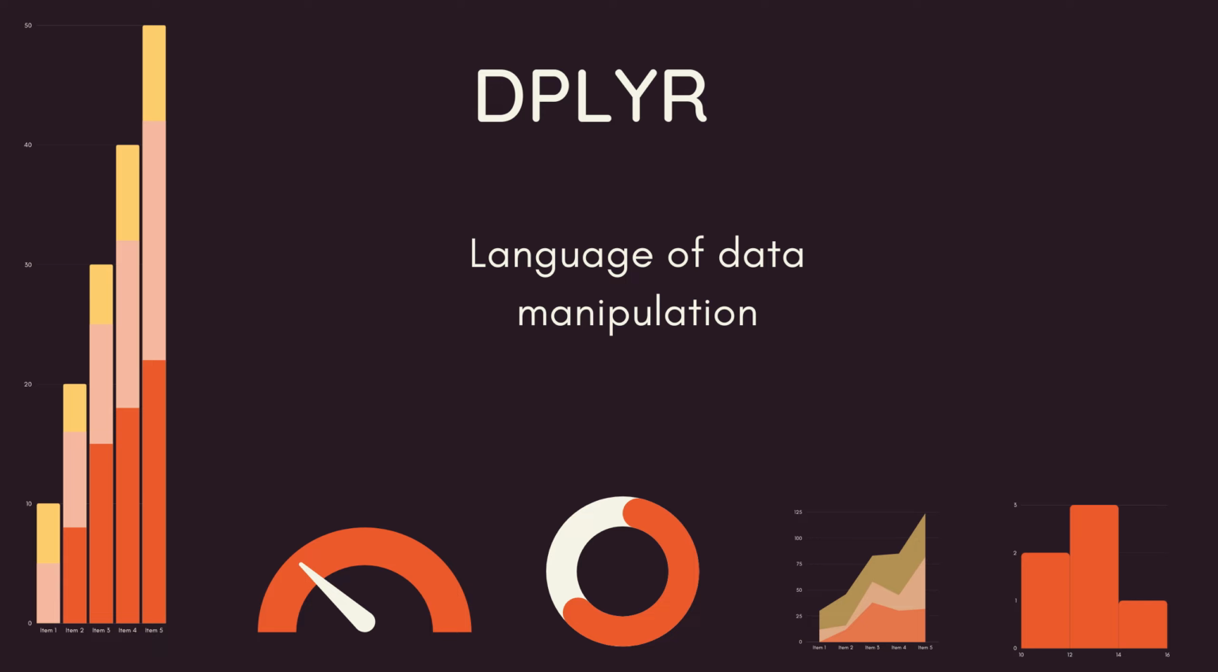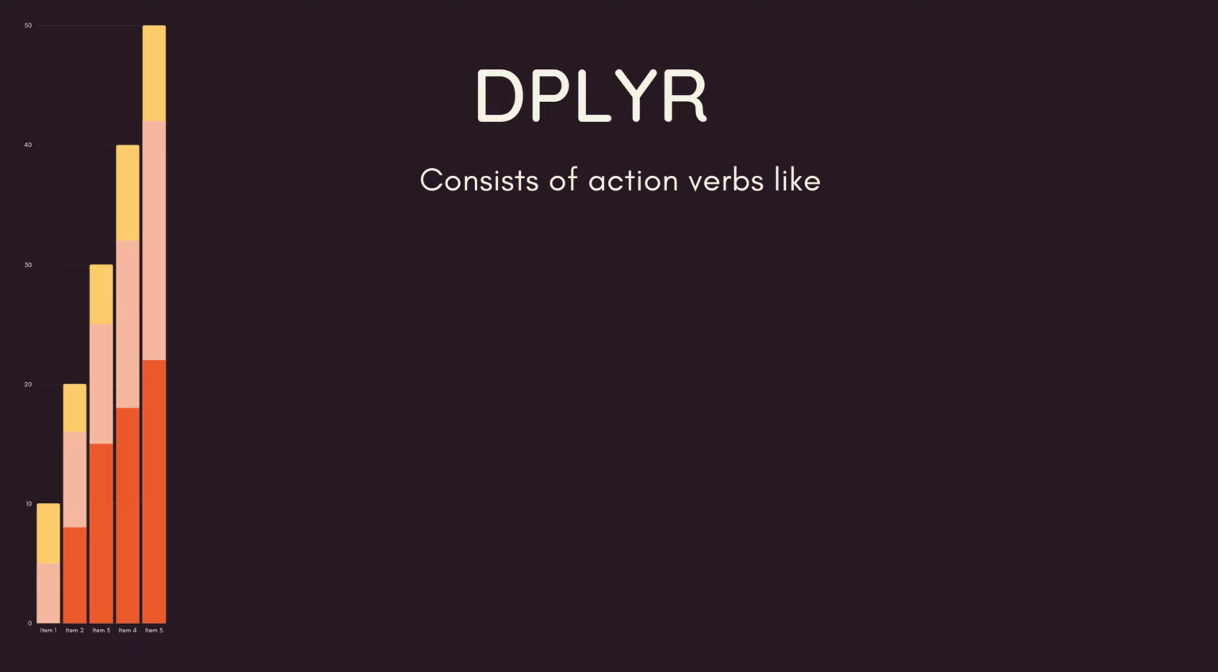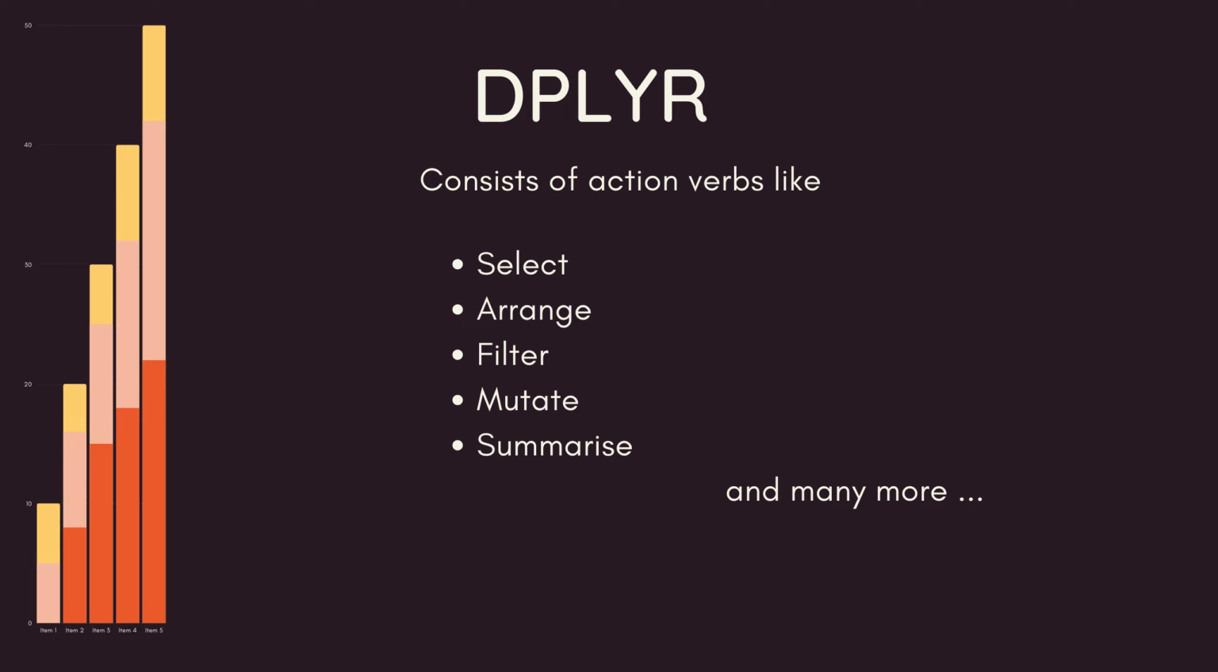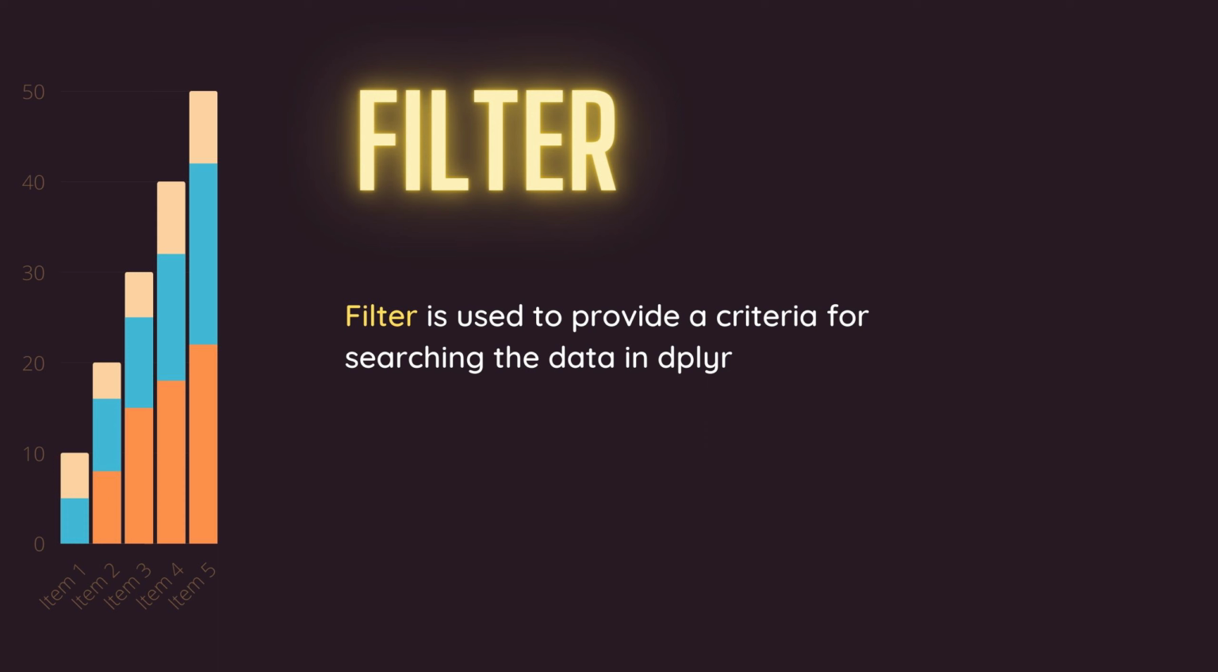Welcome to this video on dplyr. dplyr is a language of data manipulation which consists of various verbs like select, arrange, filter, mutate, summarize, and many more, which can be used to make simple or complicated data manipulation commands. This video is about the filter command in dplyr.